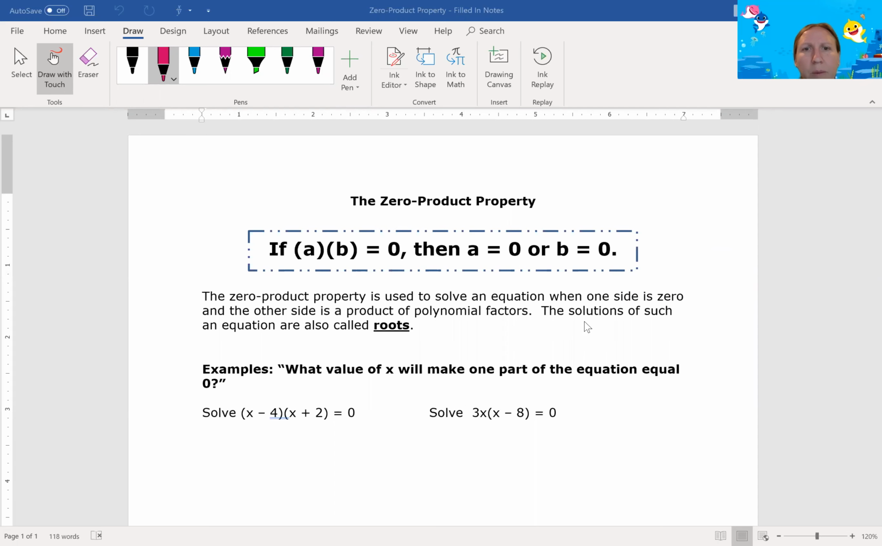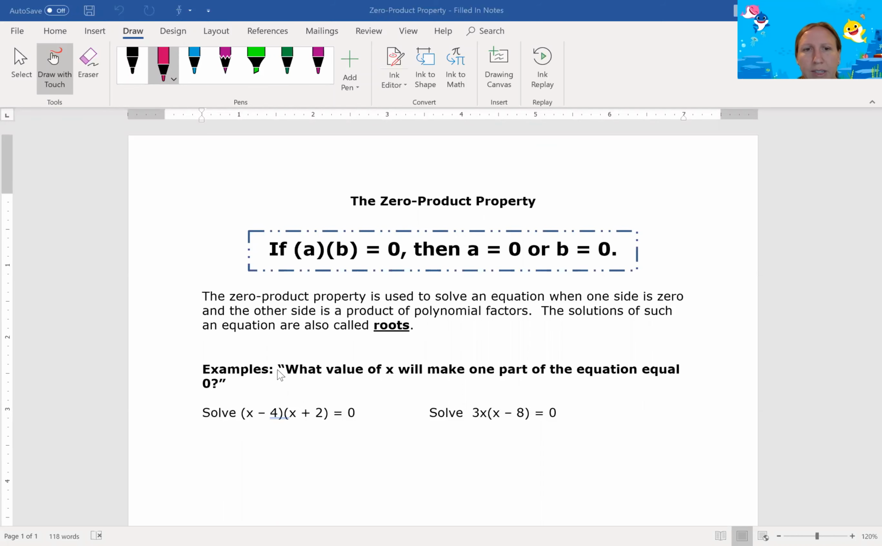The zero product property is used to solve an equation when one side is 0 and the other side is a product of polynomial factors. So you have two pieces, or more pieces even, but we're just going to deal with two pieces multiplied together. The solutions of the equation, we discussed this the other day, are also called roots.